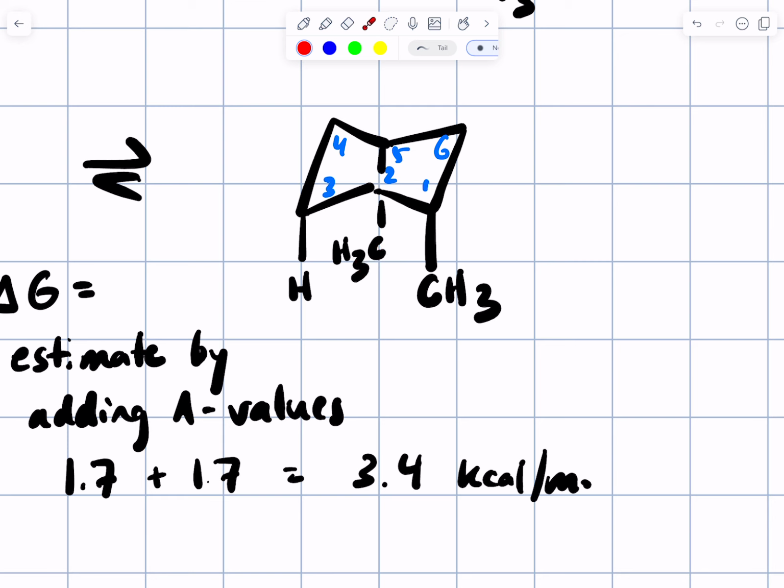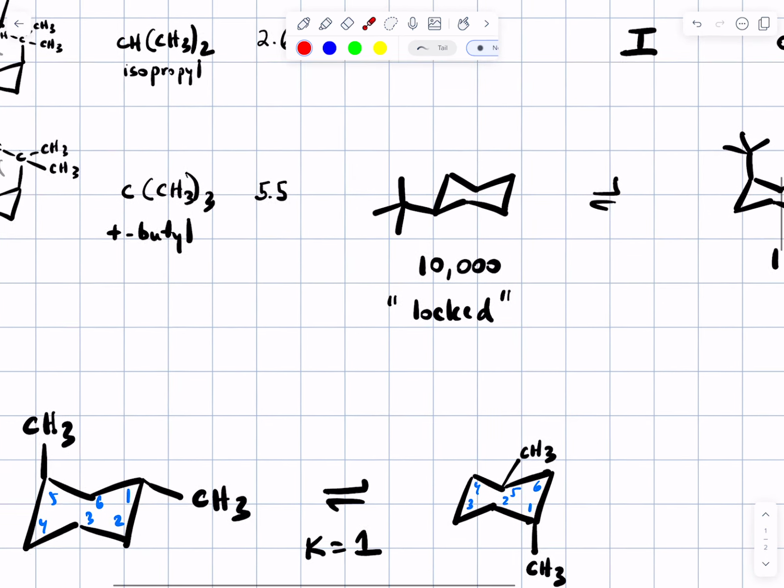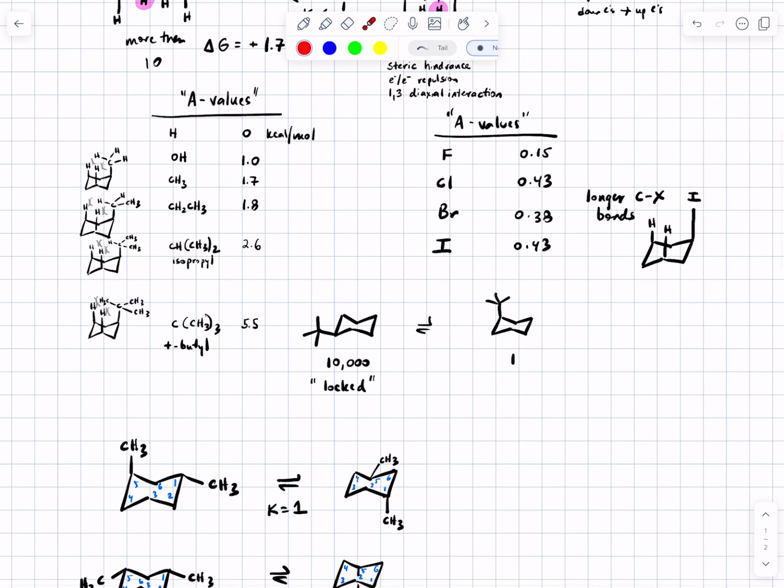Yeah? Do you need to memorize the A values? No, you should be aware of the trends. If you need them, I'll give you the A values.